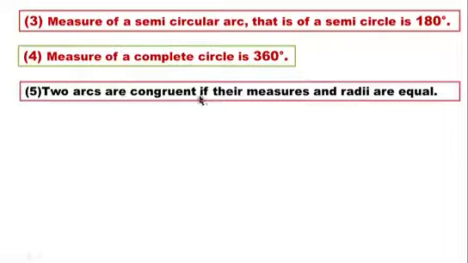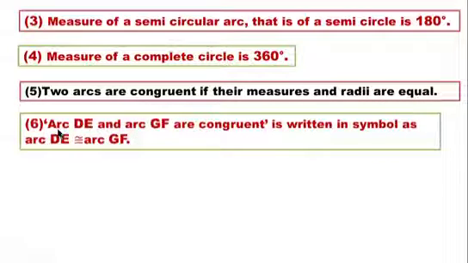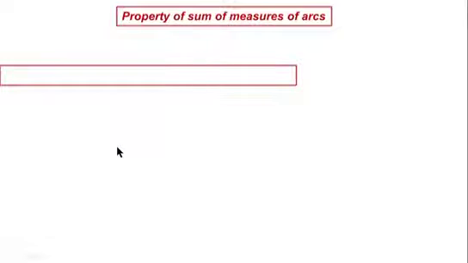Two arcs are congruent if their measures and radii are equal. Sixth, arc DE and arc ZF are congruent, written in symbols as arc DE is congruent to arc ZF. Property of sum of measure of arcs.